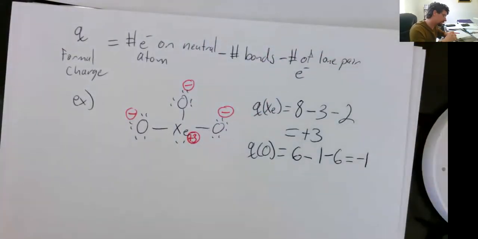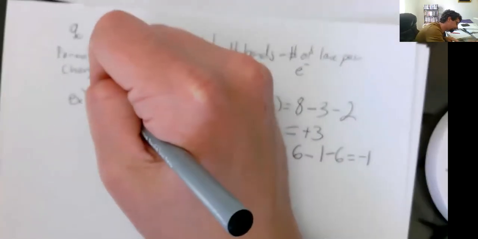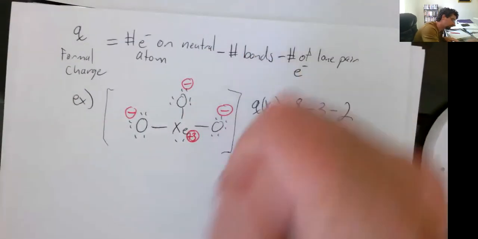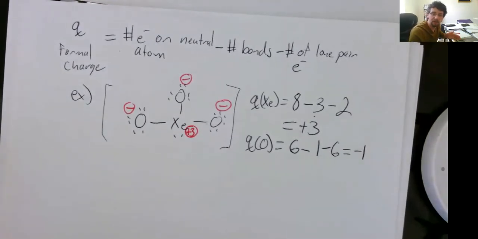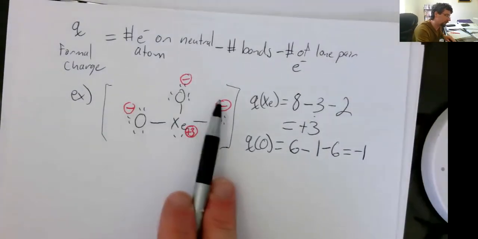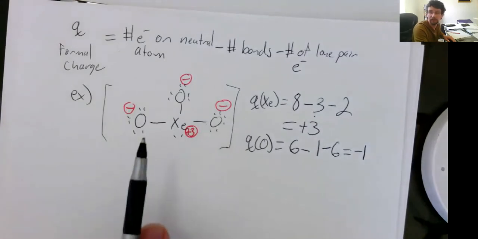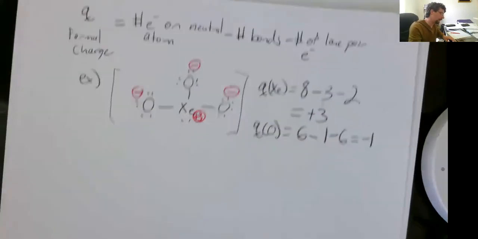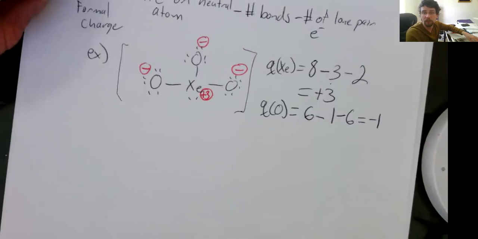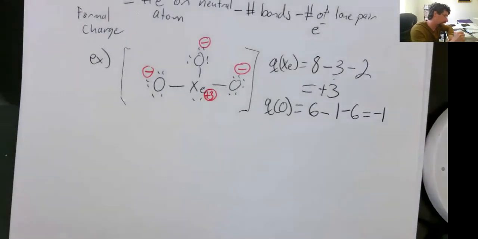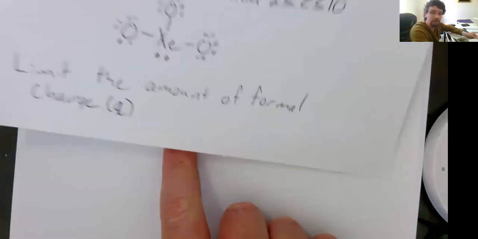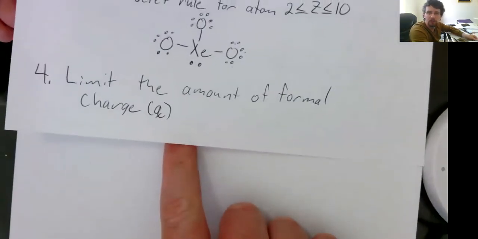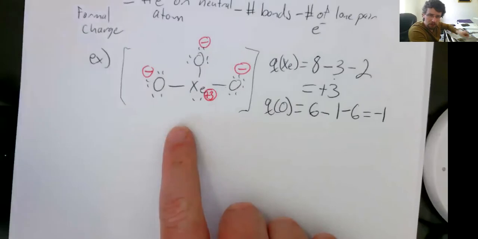Now, some books favor putting brackets around a charge system. I don't mind it, but I prefer to see the formal charges explicitly written out by those atoms. There are reasons why you would want to do it the other way, but I prefer it that way. So now the rule we said was that we want to limit the amount of formal charge. We want to reduce that formal charge. So how can we do that?